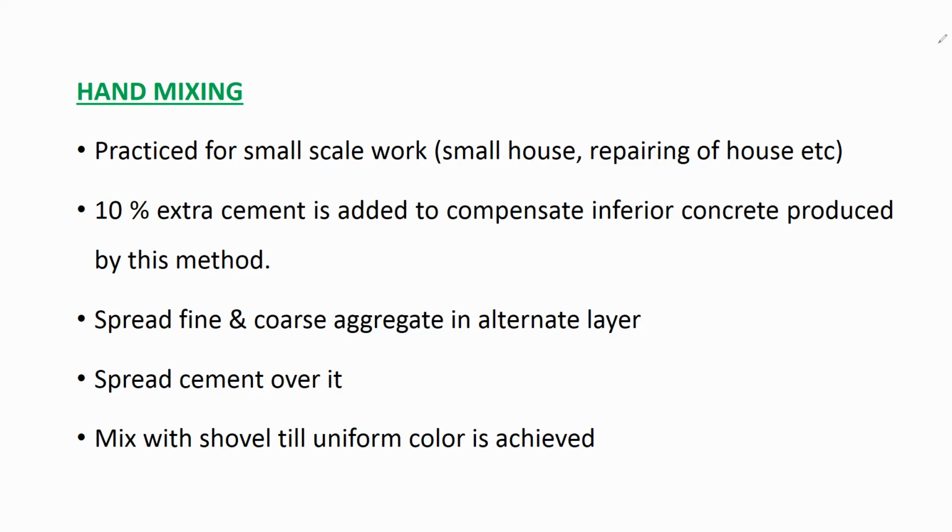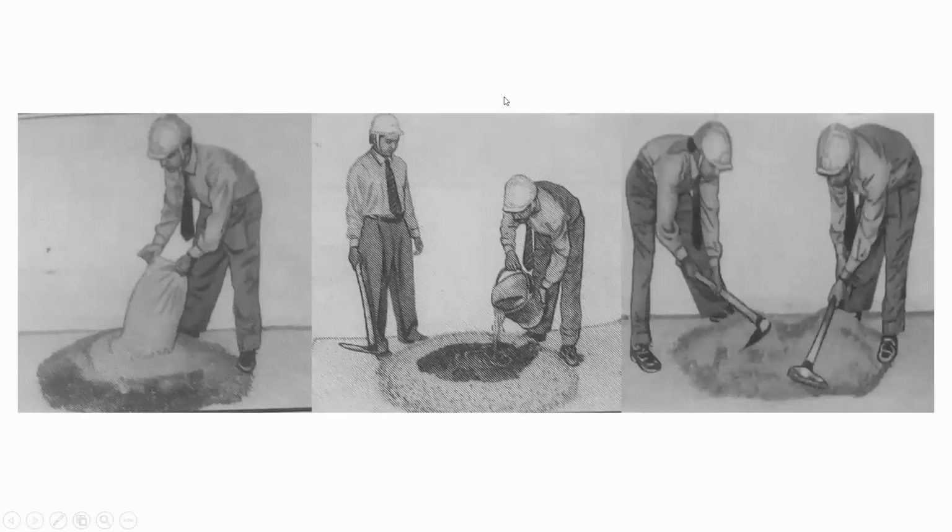Understood? I'm telling you the procedure of hand mixing, how you have to mix the concrete by hand. Here you can see the figures. In the first figure, there is a first layer of sand, a second layer of coarse aggregate, and above that he is putting the cement. So in alternate layers you put these three ingredients, and then mix with the help of a shovel.